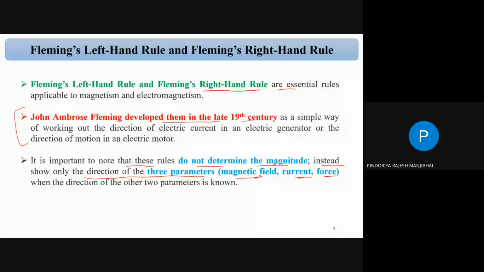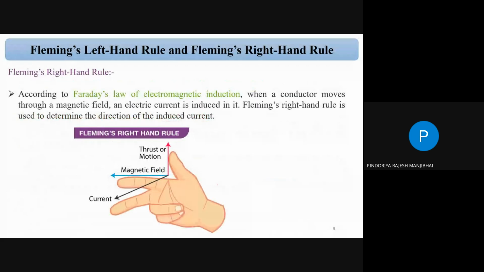Yes, you can see this is the Fleming right-hand rule. The thumb is the motion, otherwise you can say the force. The first finger is your magnetic field, and the middle finger is the current. So this is the Fleming right-hand rule.